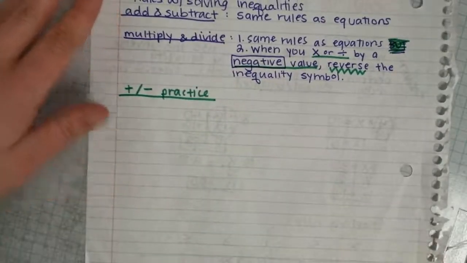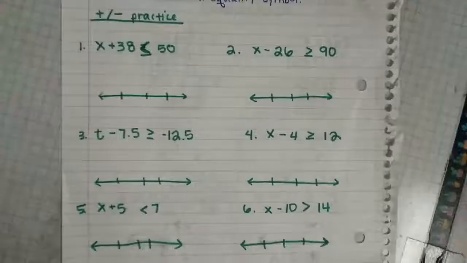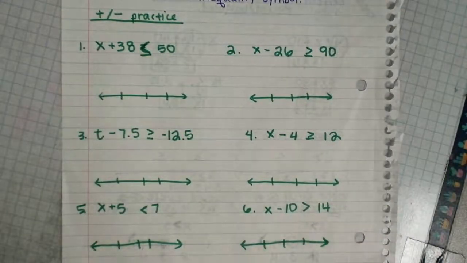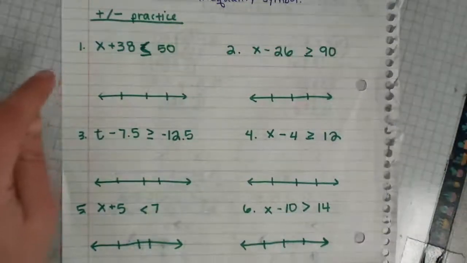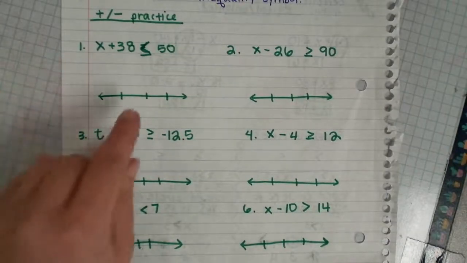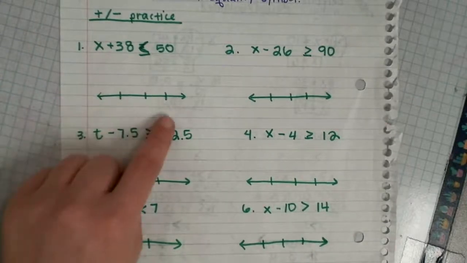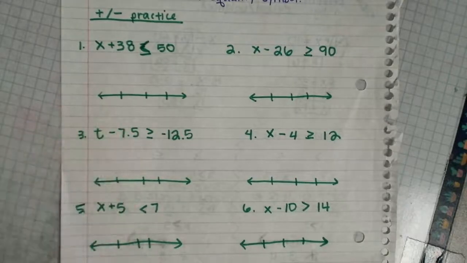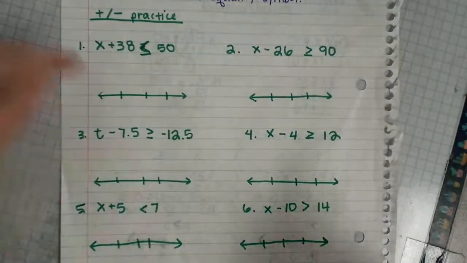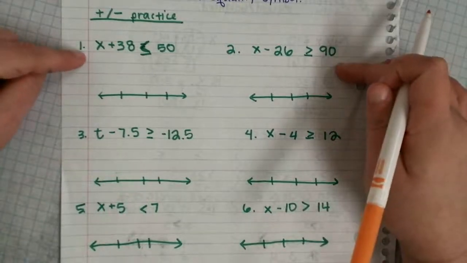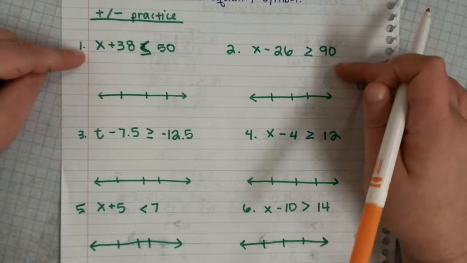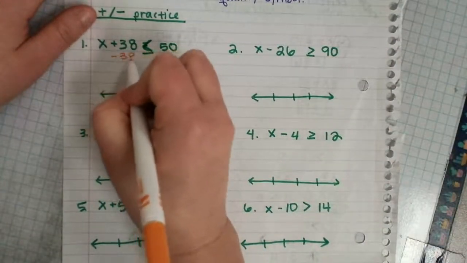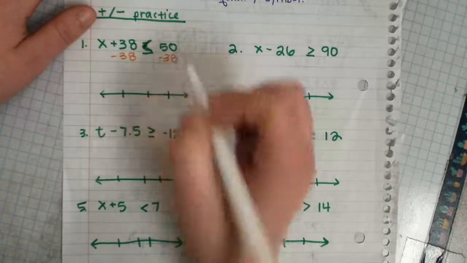All right, I'm going to pause it and write some problems down for you. All right, so here are 6 adding and subtracting inequalities to solve. So you're going to solve them, and then after you solve them, you're going to put them on the graph. And I put 3 tick marks on all of my graphs because I want you to include 3 numbers. And then you're going to use your open or closed circle, and you're going to draw your arrow to show all of the possible solutions. So I'm going to do the first 2 just to show you, and then you can pause and look at the answers. So I have plus 38, so I'm going to subtract 38 on both sides.